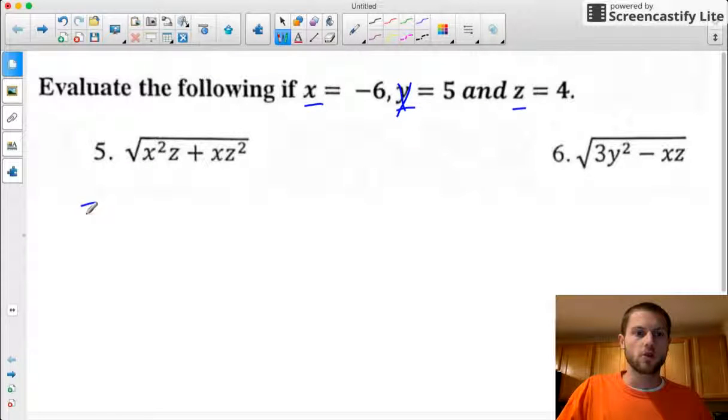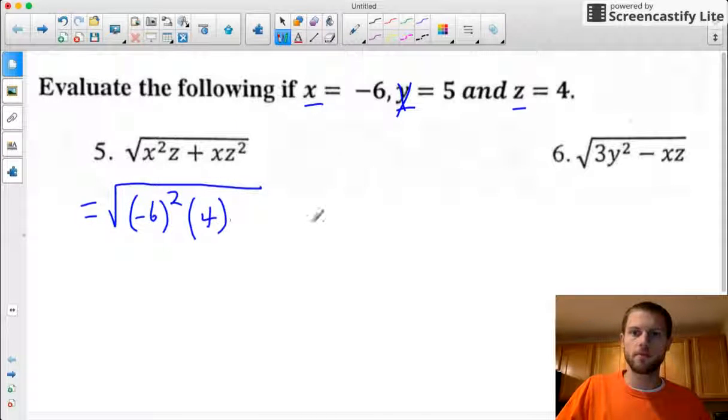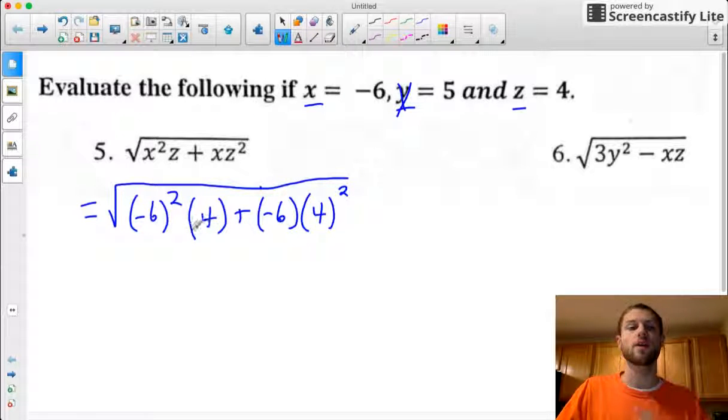So let's see, substituting in -6 for x gives me (-6) squared, since I'm squaring my x, times 4 for z, plus -6 times z, which is 4 squared. Now notice my use of parentheses here. I really advocate for parentheses. That way you're not going to mix up any negative signs, and you know that you're still multiplying everything through without having to write the actual multiplication symbol in there. So use those parentheses. Okay, so from here on out, we're using PEMDAS on the inside of this thing.